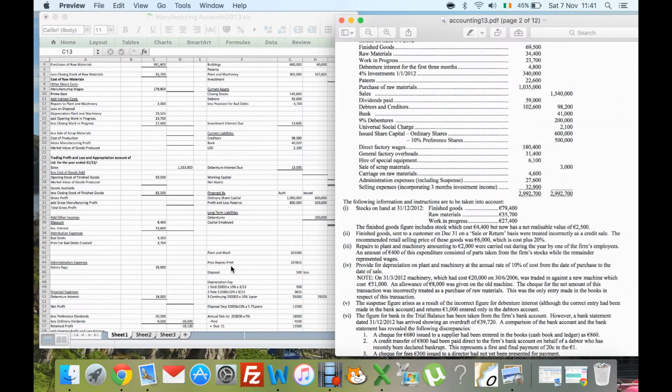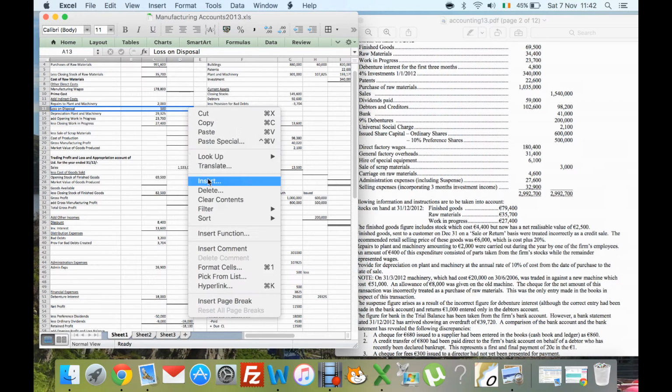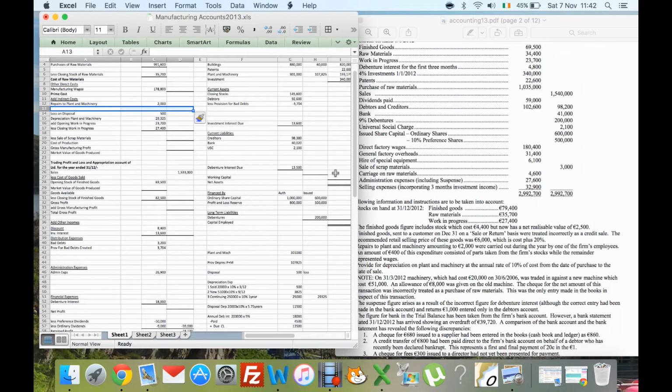So just quickly check in. So disposal, yeah, we made a loss of 500. So put that figure in there. So I'm just going to squeeze in an extra line. So that's general factory overheads, 31,400.